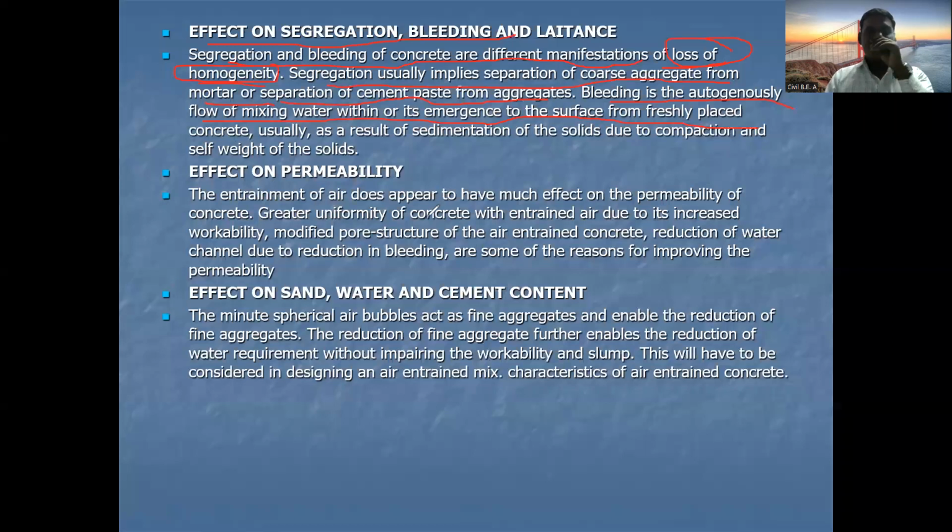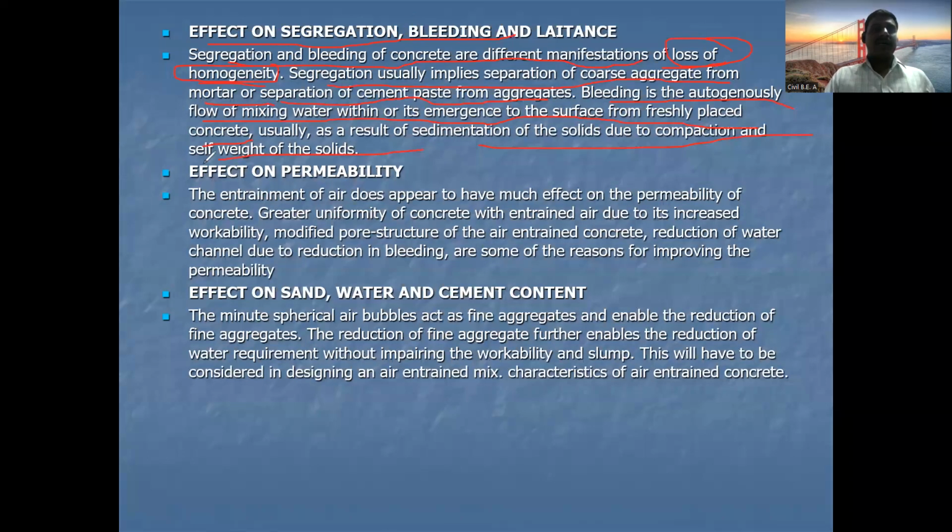So what is bleeding? Bleeding is nothing but the flow of mixing water within or its emergence. And usually it is the result of sedimentation of the solids due to compaction and the self weight of the solids. So due to self weight of solids and compaction, this bleeding will take place, and the effect on this bleeding and segregation is also there if we add the air entraining agent.